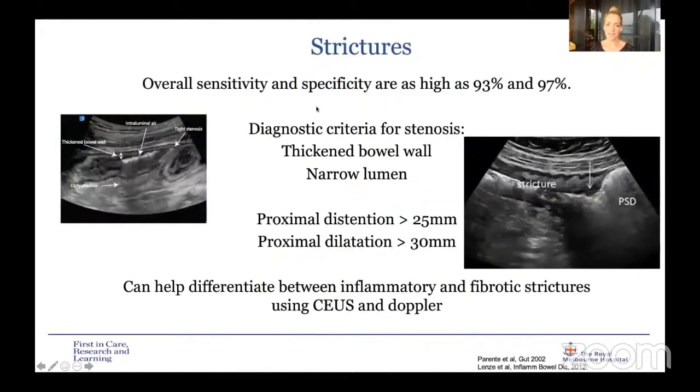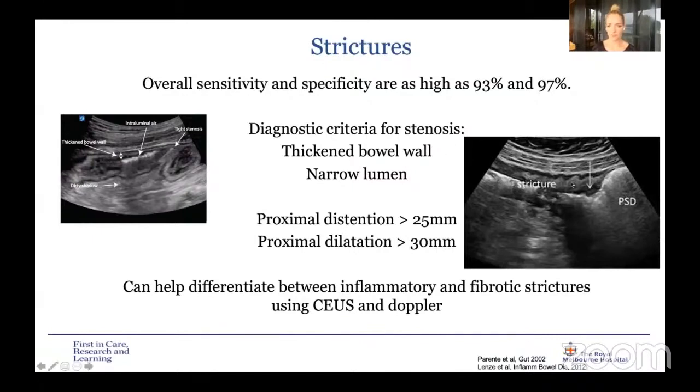In terms of the sensitivity and specificity for picking up strictures, it's very high with intestinal ultrasound, greater than 90% for both. And we use the criteria of a thickened bowel wall, narrow lumen, with that proximal distension, as I mentioned, being greater than 25 millimetres and proximal dilatation being diagnosed as greater than 30 millimetres. It can also help differentiate between inflammatory and fibrotic strictures with Doppler as well as contrast enhanced ultrasound. So you can see whether there's an inflammatory component versus it just being fibrotic.